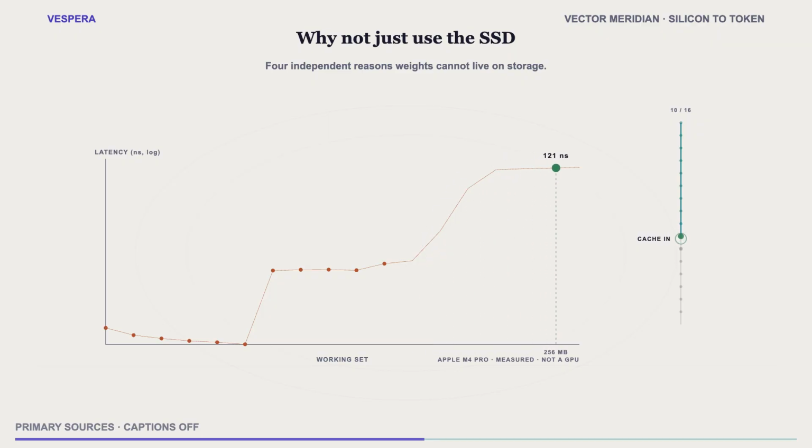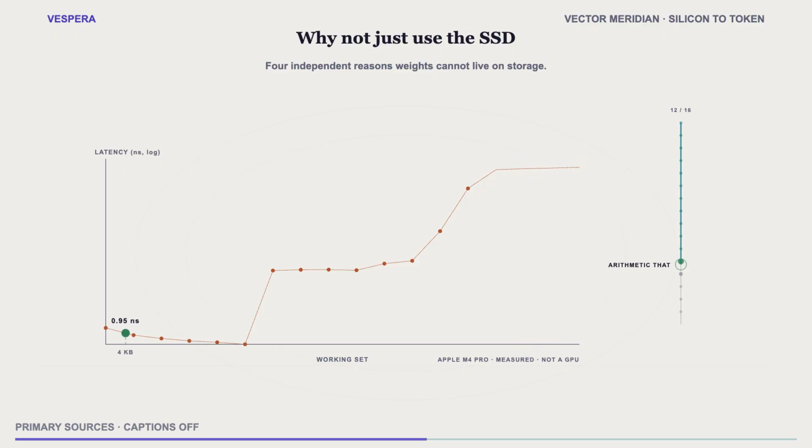Inference does not reuse weights. It reads every weight once per token, and then needs them all again for the next token. There is no locality to exploit. There is no subset that is hot. It is a complete linear scan of the entire model, repeated for every single token, forever. That is not a caching problem. It is a streaming problem. A cache in front of a linear scan of data larger than the cache does nothing at all. You evict each line just before you need it again.